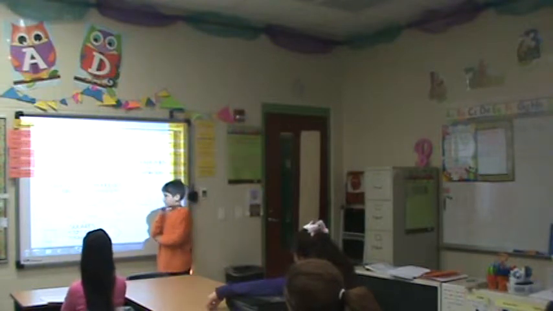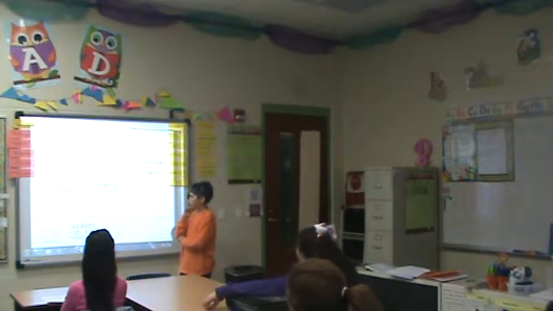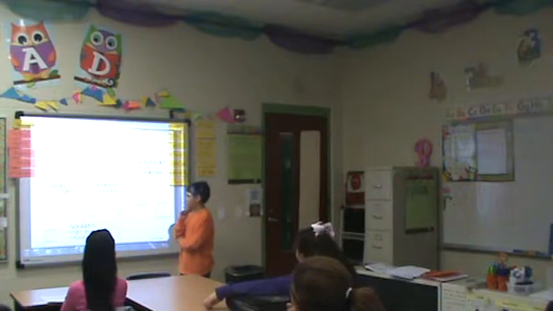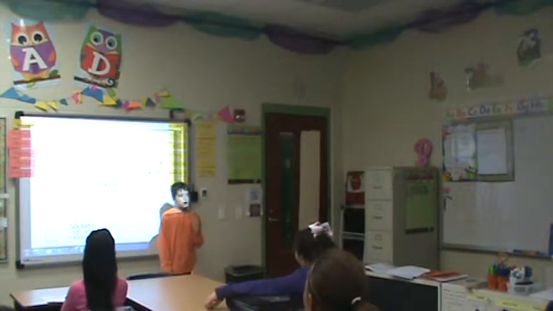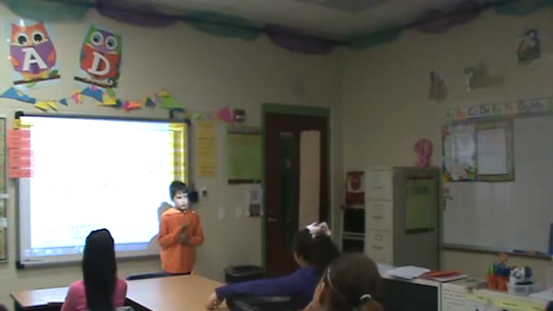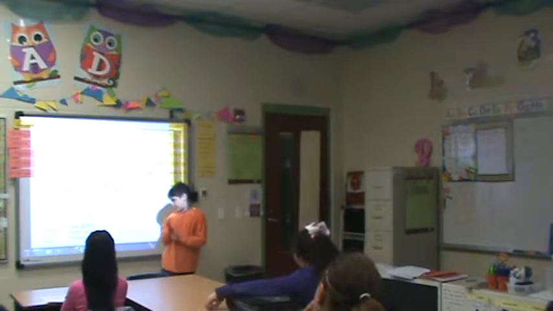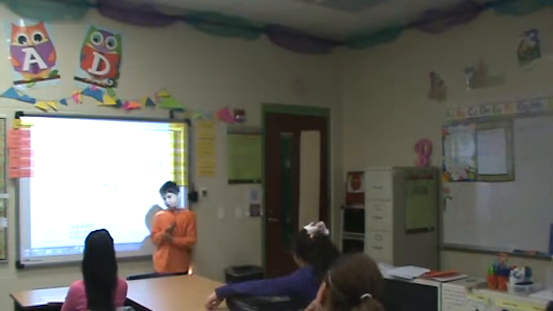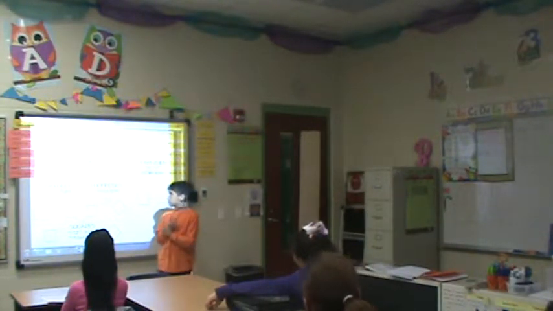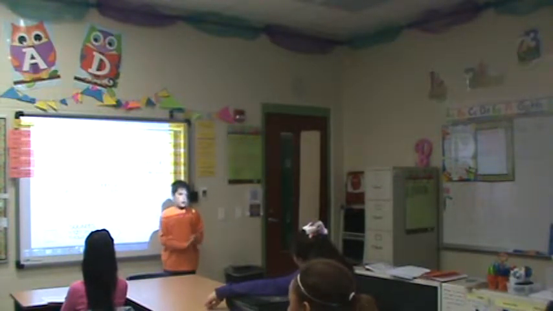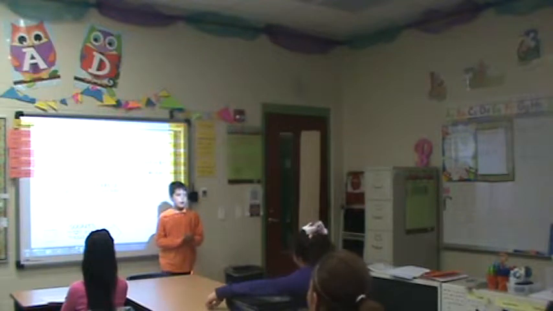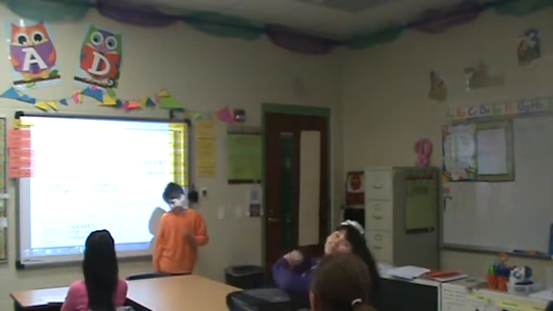Okay? Wrong. Okay, squares. It has 4 right angles and 4 equal sides. Okay, one more. What are you going to end with? Quadrilateral. It has 4 sides. Good job. Very good job.